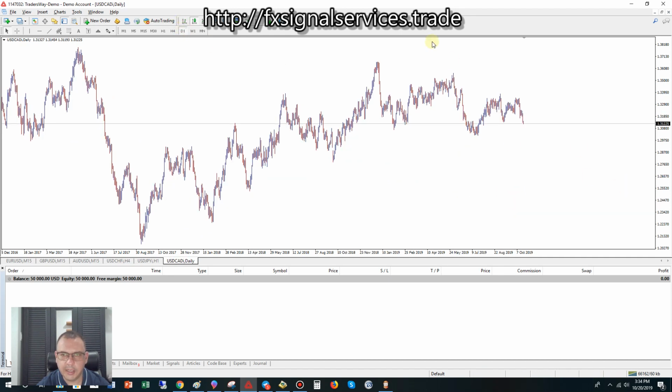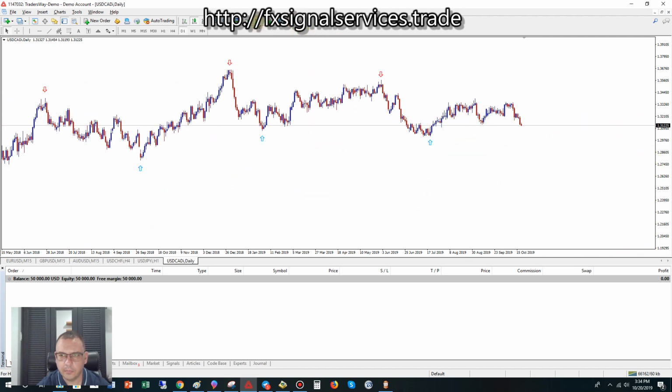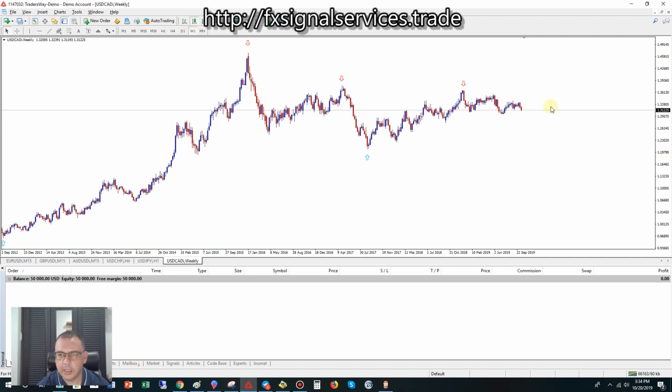If you go to the daily, okay, I want to show you this. Go to the daily, load the indicator. We only have an up arrow. Oh, I meant to show you the weekly. The weekly only has a down arrow, okay? So the weekly is a bigger time frame, and it's definitely going to be dropping.